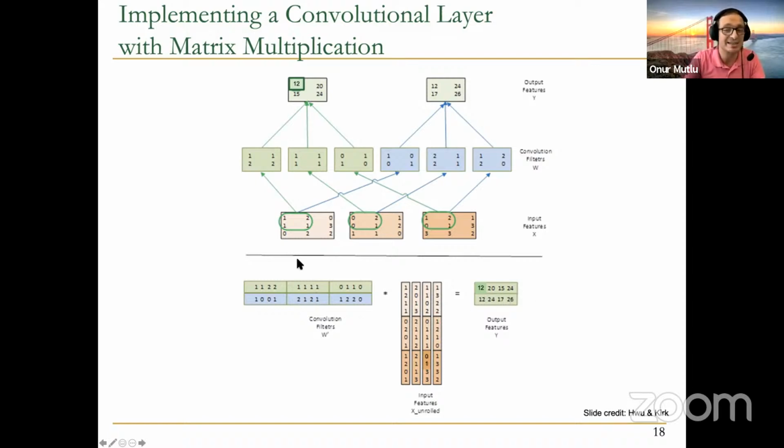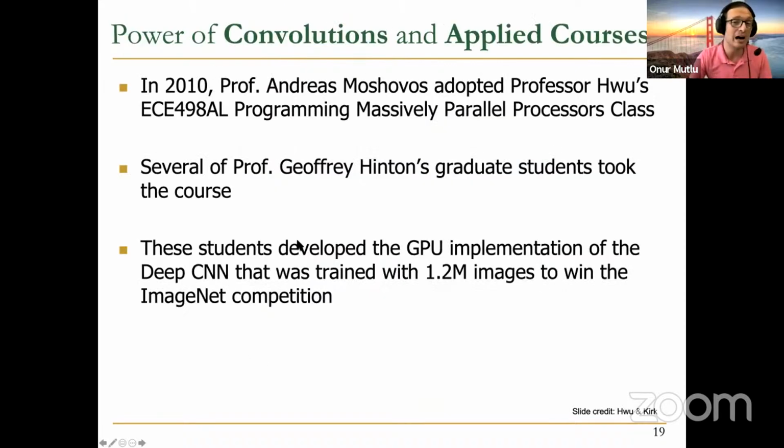But the takeaway is that you're changing the convolution computation to matrix multiplication over here so that you can map it to your hardware better, especially GPUs. And the key is converting the convolutional filters into a matrix and converting the input features into a matrix and multiplying them through matrix multiplication such that the result is a convolution operation as specified. Okay, and this has been very powerful.